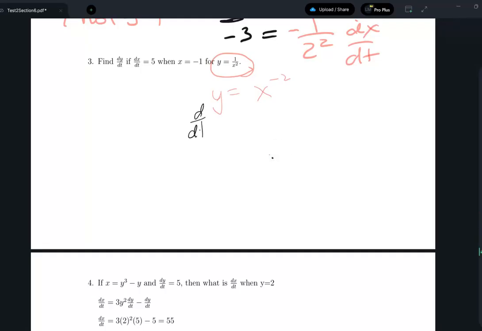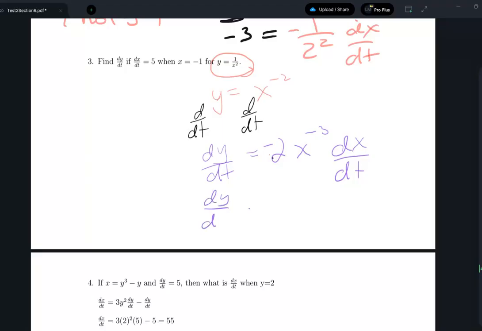Remember, derivative with respect to t is different, right? So on this left-hand side, I get dy over dt equals negative 2 x to the negative 3 times dx over dt. Okay, so let's see what I've got here. Before I even do much, I'm going to rewrite this negative exponent and put it in the denominator. So it looks like that.